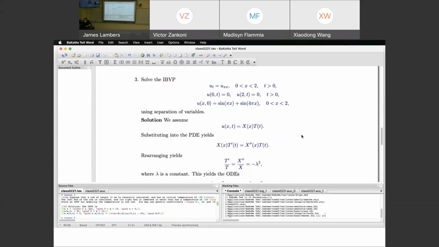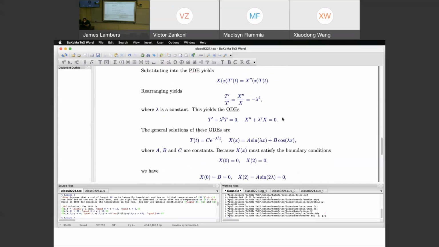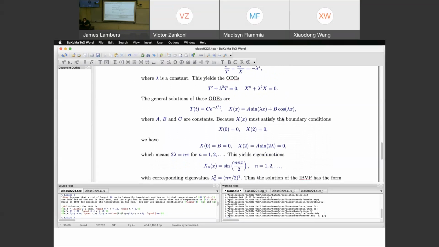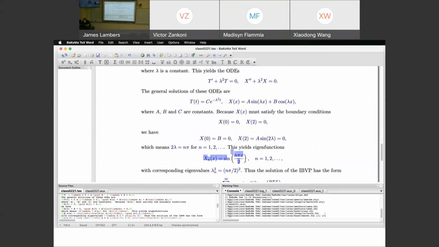Here we have a generic separation of variables problem with a homogeneous PDE, homogeneous boundary conditions, and some initial data. So based on what I showed you earlier, from the boundary conditions, in this case, capital L will be equal to 2. That will tell you what your spatial solution should be. So then that would tell you what this is.